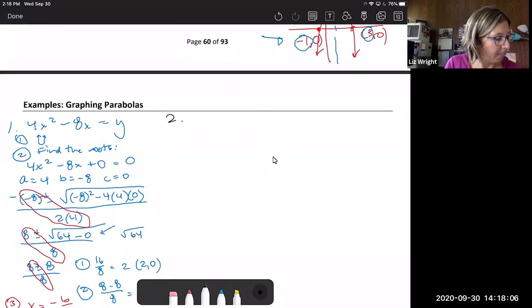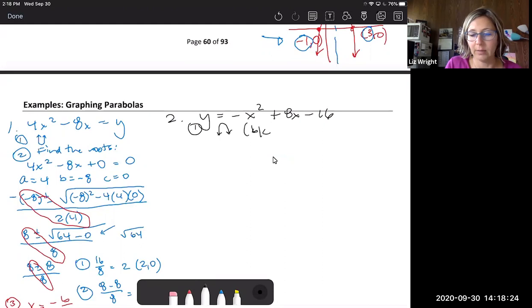Here we go. We've got y equals negative x squared plus 8x minus 16. So first step, does it open up or does it open down? It's opening down because a is negative 1, which is less than 0.